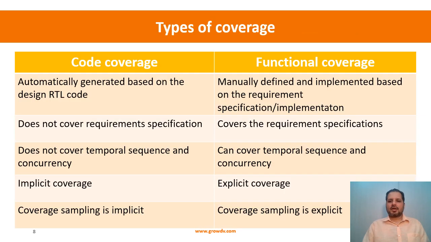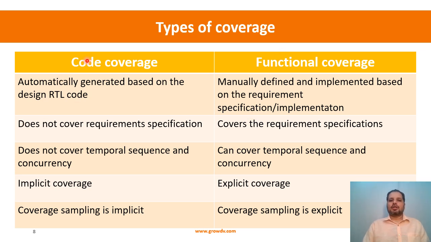Okay, let's just summarize the differences that we discussed between the code coverage and functional coverage, right? So first, code coverage is automatically generated by the simulator based on the design RTL code, whereas functional coverage has to be manually defined. You need to really define a coverage plan, and then you need to implement it using the cover group or the assertions based on the requirement specifications, right? So that is what you need to do when you do the functional coverage.